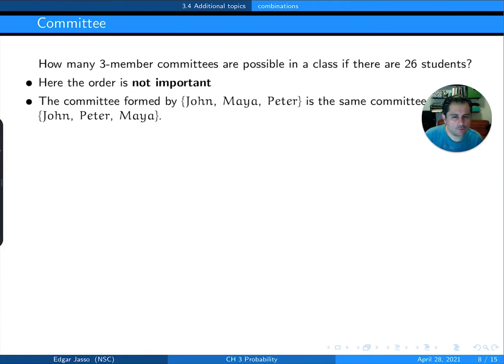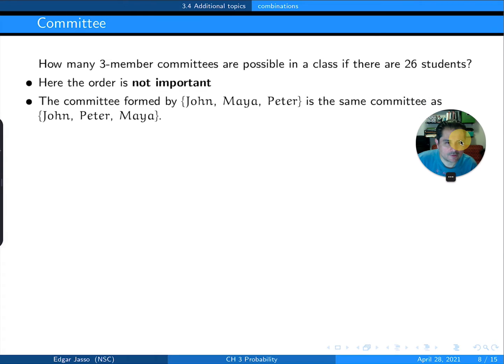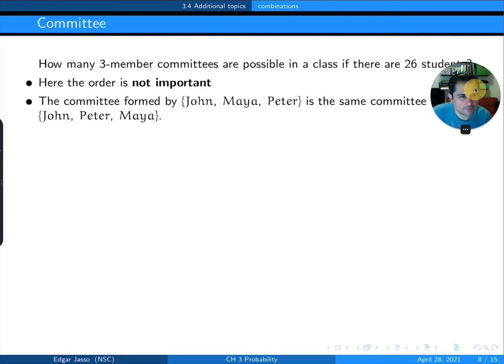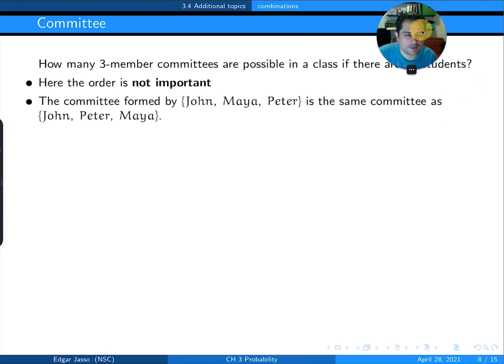The committee formed by the students John, Maya, Peter is the same as the committee formed by John, Peter, Maya. So if I put the names in a bowl and they came out in the first order or the second order, it's irrelevant. They are the same committee. So that's what I mean by the order doesn't matter here.